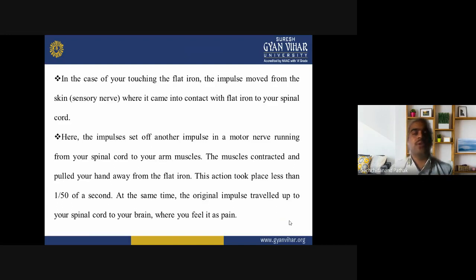In those cases when you are touching the flat iron, the impulse will move from the sensory skin, your sensory nerves, where it came in contact with the flat iron, to your spinal cord. Here the impulse sets off another impulse in a motor nerve running from your spinal cord to your arm muscles. These muscles contracted and pulled your hand away from the flat iron. This action took place in less than a nanosecond.